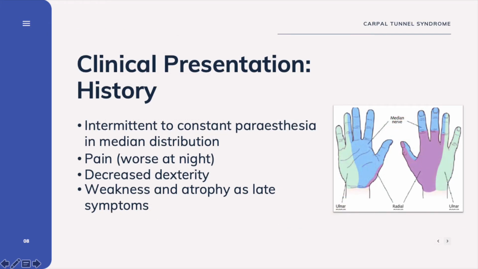Clinically, patients may report intermittent to constant paresthesia in the median nerve distribution, the thumb, index finger, middle finger, and radial side of the ring finger. The thenar eminence is often spared as the palmar cutaneous branch branches prior to the carpal tunnel. Additional symptoms include pain worse at night, decreased dexterity, weakness and atrophy of the thenar musculature as late symptoms, and motor function becoming increasingly impaired.